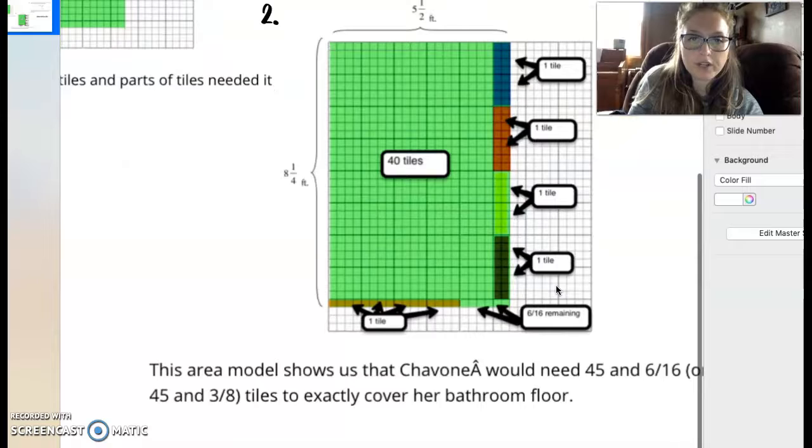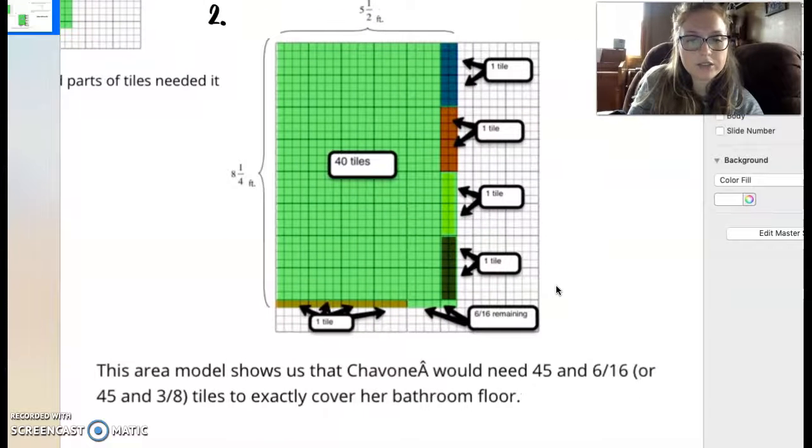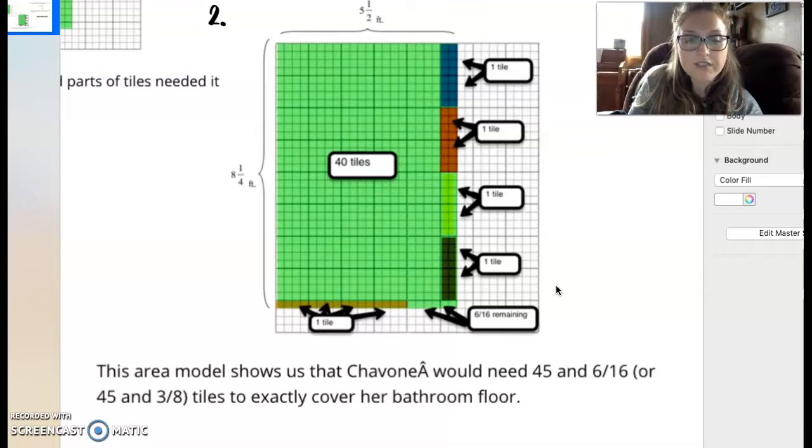Okay, here's part 2. This area model shows us that Siobhan would need 45 and 6/16 or 45 and 3/8 tiles to be exact to cover her bathroom floor. So this is how you can break it up, because this is a whole tile, this is a whole tile, this is a whole tile, this is a whole tile, but this is not a whole tile.